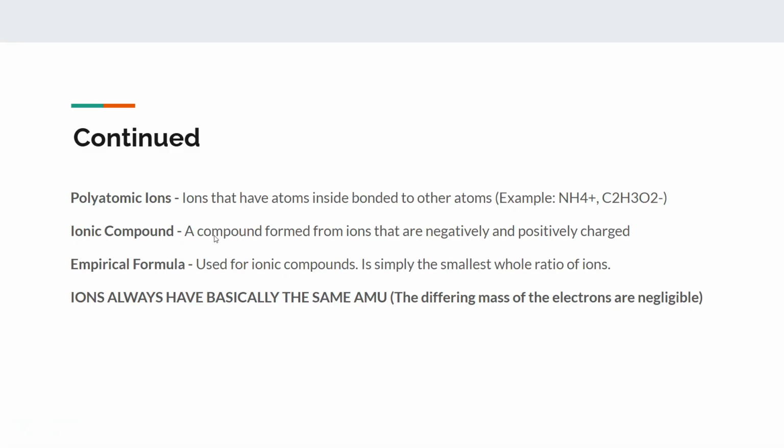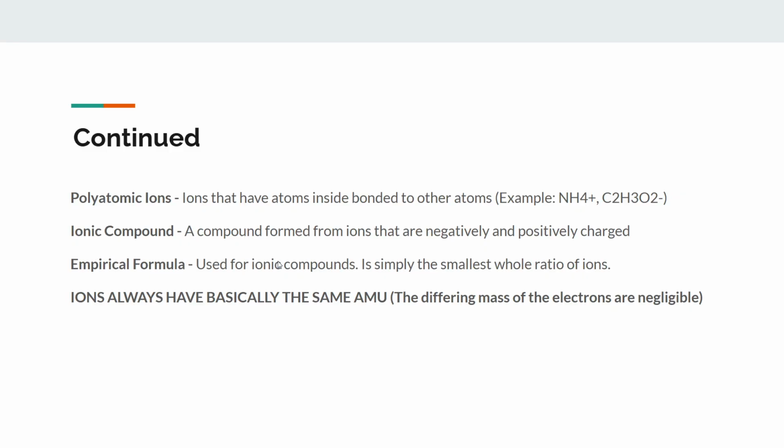An ionic compound is a compound formed from ions that are negatively and positively charged. So what happens is when the nonmetal atom rips the electron off the metal atom, the nonmetal will be negative and the metal will be positive. And so the metal will be a cation and the nonmetal will be an anion. When there's a positive and negative charge, they attract each other, and they'll just come together and the opposite charges will keep them there. And that's what an ionic compound is.